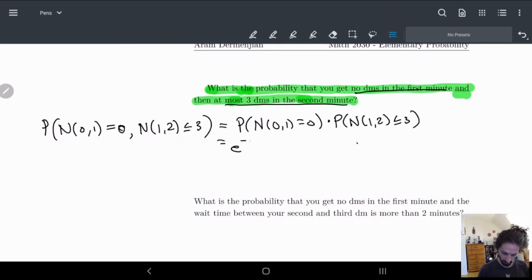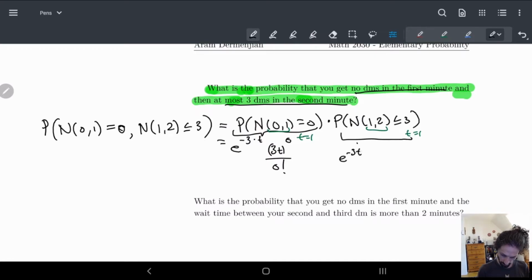In this case, we'll still have e to the minus 3t. No, this is exponential. No, sorry, this is Poisson, times 3t to the 0 over 0 factorial. So this is this part. t is equal to 1 in this first part. Here t is equal to 1 as well, because the interval is length 1. And so this part here gives me e to the minus 3t as well.